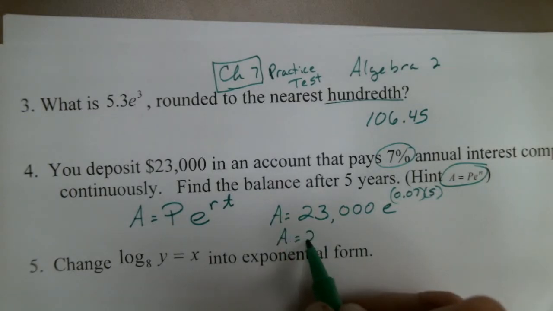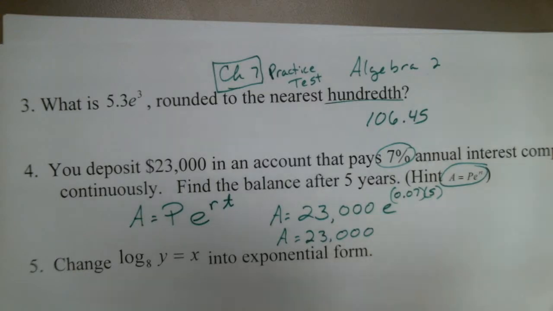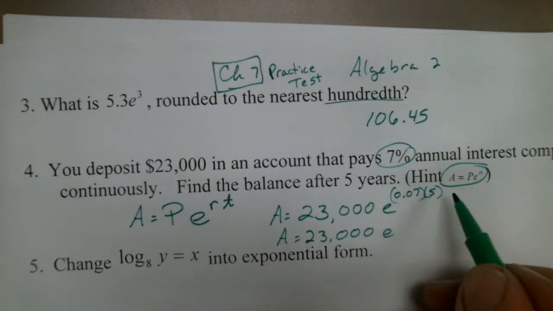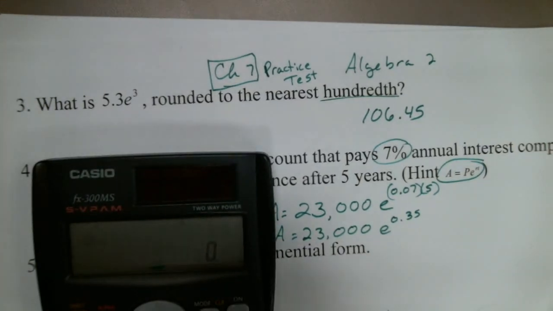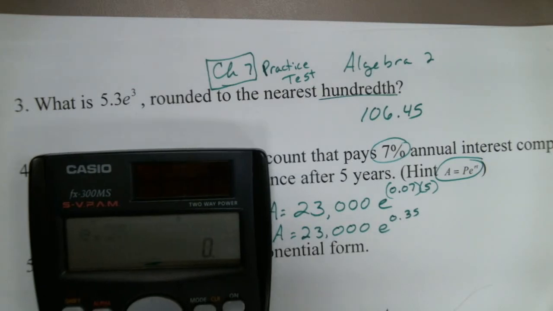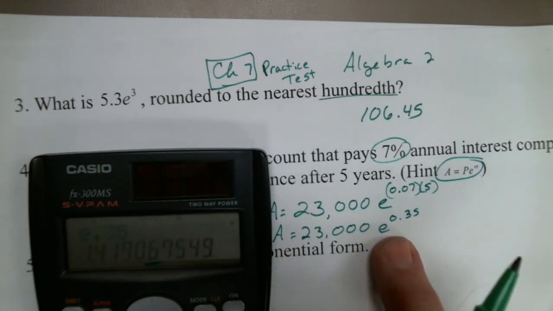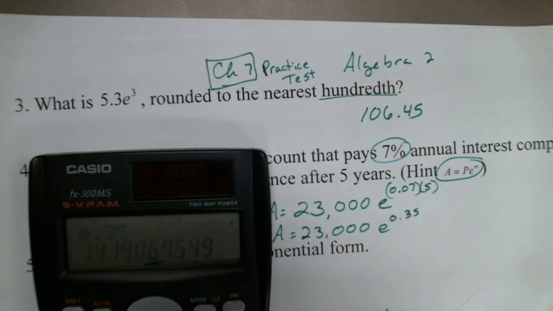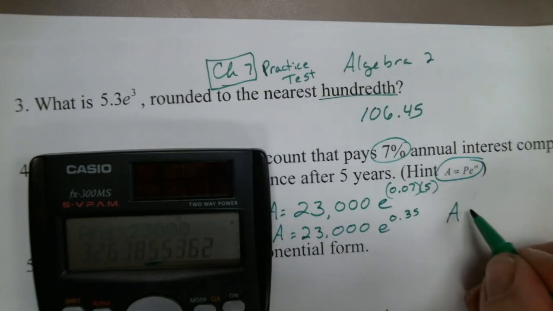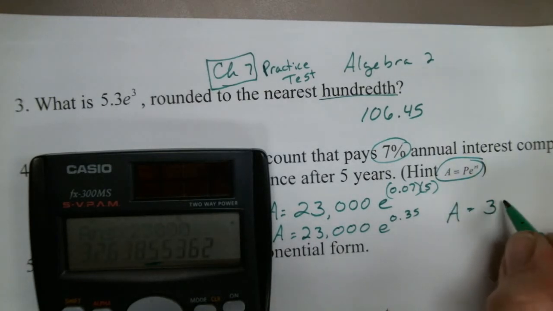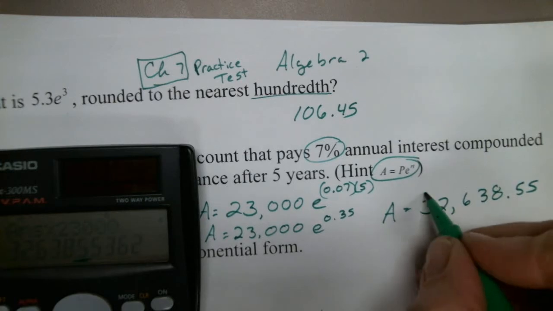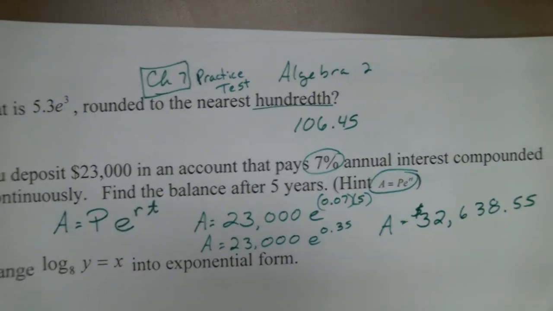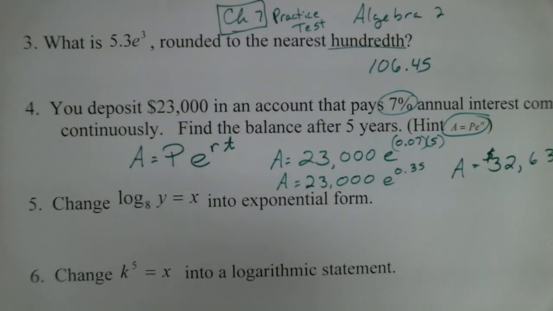When you're calculating this, just be careful to do the exponent first. 0.07 times 5 is 0.35. So, in my calculator, I get e to the 0.35, hit equals, so e to the 0.35 is equal to 1.419. Multiply that by 23,000. And the amount you have after 5 years is $32,638.55. All right. So that is number 4.